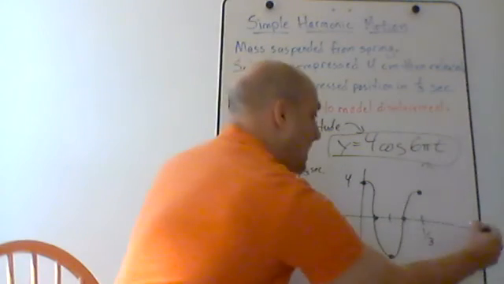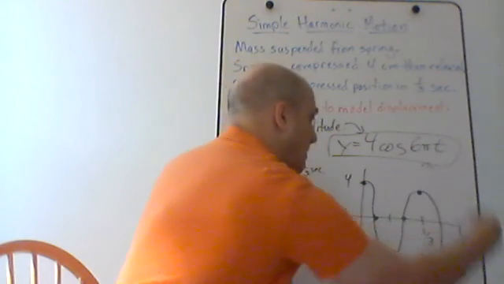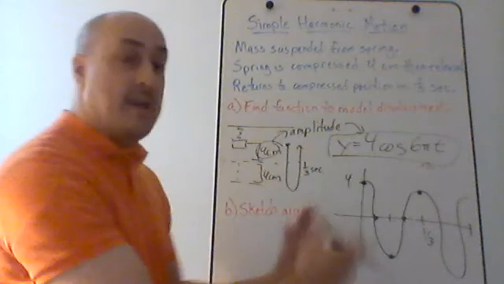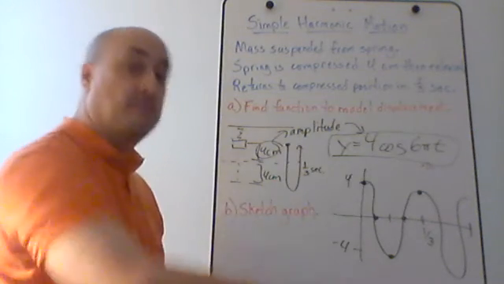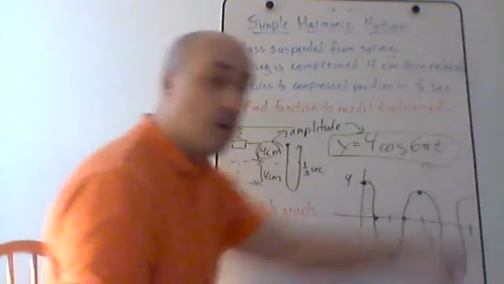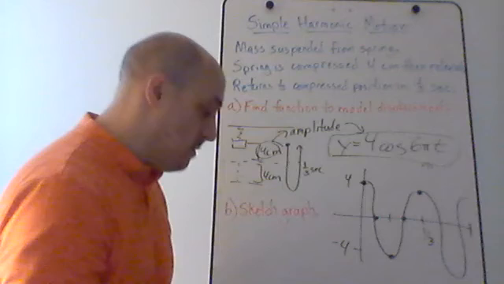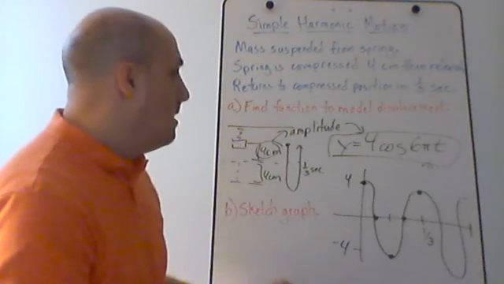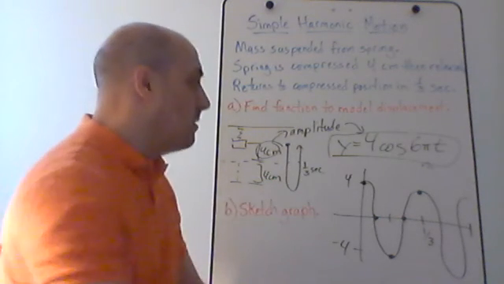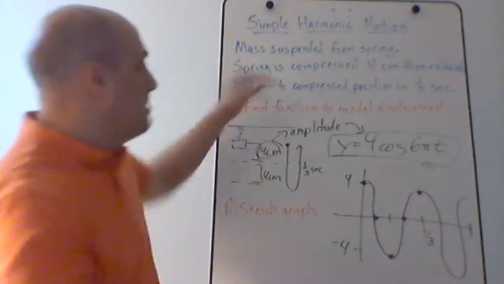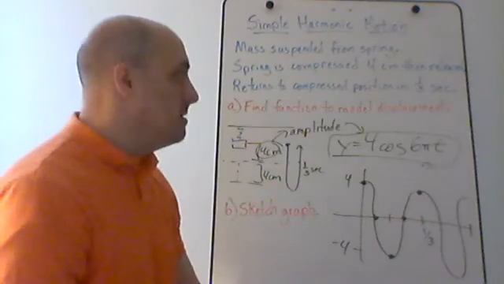And then if you want to do that again, I'm not going to make all the marks here, but between 1/3 of a second and 2/3 of a second, you have another full period where the graph hits those same points all over again. And if you do that a third time, you just keep repeating that same pattern over and over again. So that's our graph of this function, y equals 4 cosine 6 pi t, which models a spring that's compressed 4 centimeters, then released.